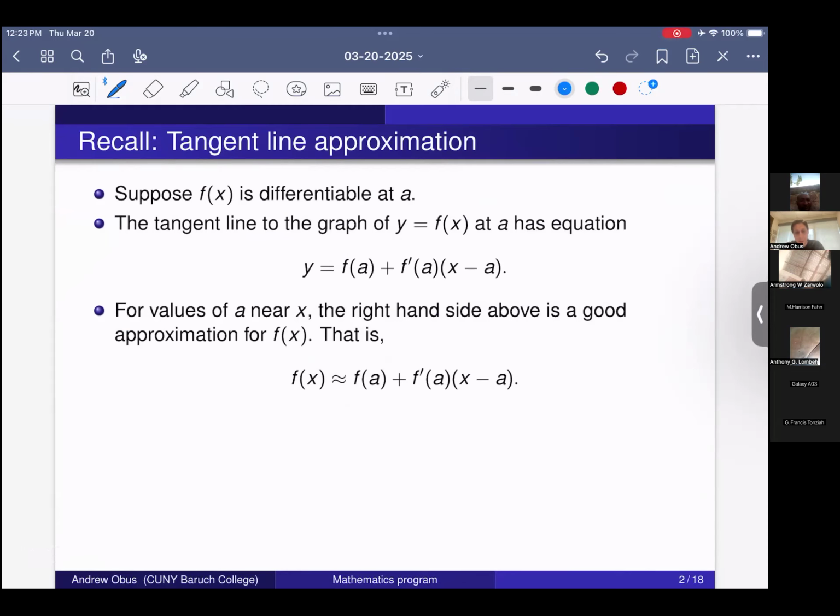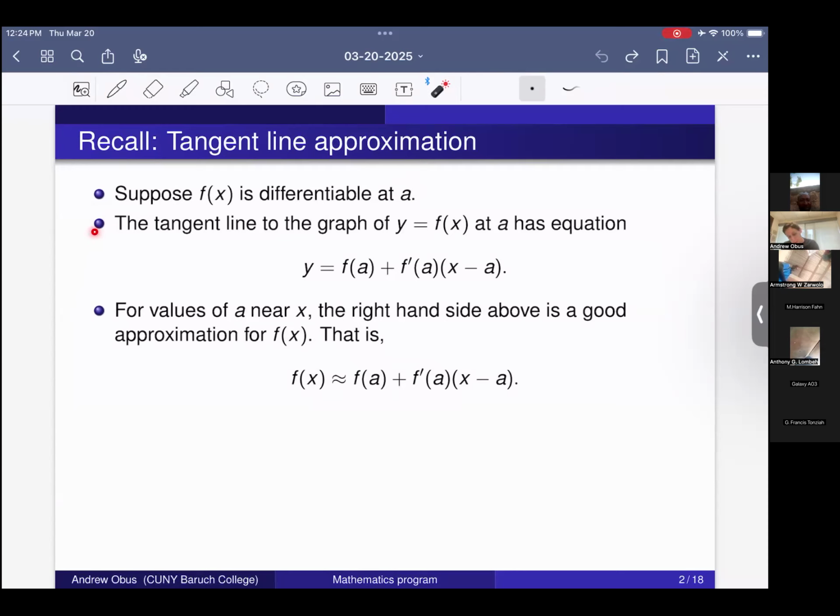Okay, so last week we covered three topics, and the first topic was what's called a tangent line approximation, right? So this tangent line approximation. We have our setup, and the setup was that f of x is a function, and it's differentiable at a point a, meaning you can take the derivative.